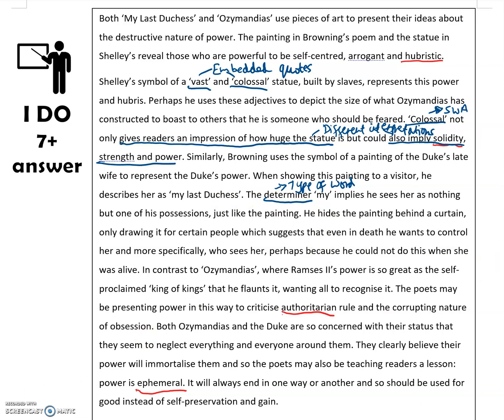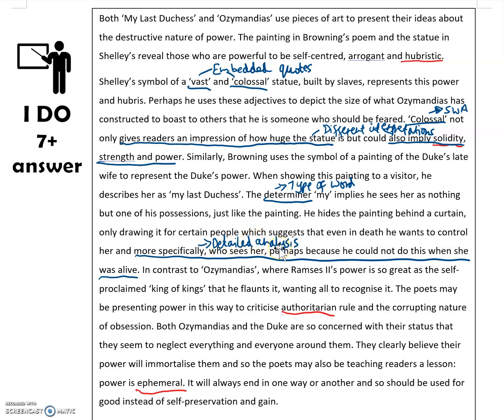And then we're going to be moving on to this part, so where it says, which suggests that even in death, he wants to control her, and more specifically, who sees her? Perhaps he could not do this when she was alive. So this is a lot more detailed. It's not just saying he wants to control her. You're making it a detailed analysis by explaining why does he want to control her, because he couldn't do that when she was alive. Only through death can that happen. So we've got detailed analysis here.